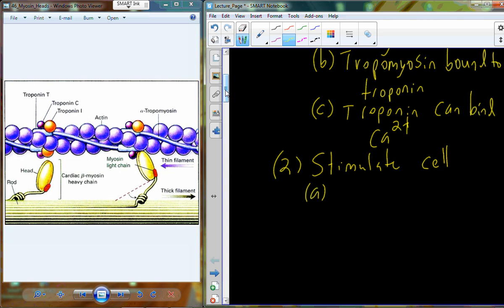It interacts with a group of receptors. One of them is called the ryanodine receptor that causes an increase in calcium into the cell from two locations, the sarcoplasmic reticulum and from the extracellular fluid, the external of the cell. So calcium levels in the cell are going to increase when we stimulate that cell. Again, brackets mean concentration, so you read this as an increase in concentration of calcium results in troponin being bound.